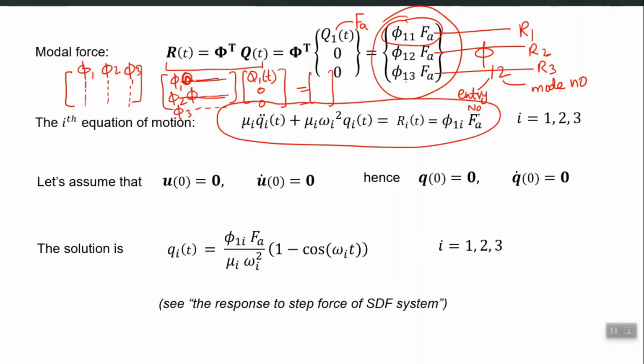So you can write that equation for I equal to 1, with the first entry of the first mode shape. For I equal to 2, the first entry of the second mode shape, and similarly for the third, the first entry of the third mode shape. Similarly, omega will be omega 1, 2 and 3, mu will be mu 1, 2 and 3, right? So you will get three equations, three single degree of freedom systems, each subjected to impulse load, because by nature when you multiply that impulse load by a constant number, the first entry of a mode shape, it will again be an impulse load with a different amplitude, right?